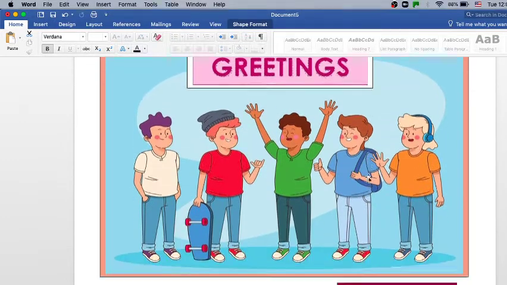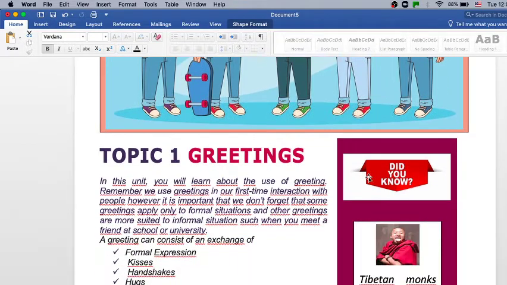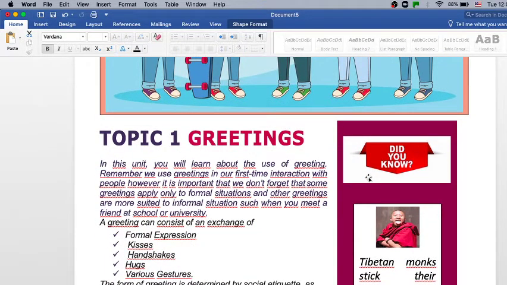Greetings is our first topic, and in this unit, you learn about the way people greet and which greetings they use to talk to another person, right? So a greeting. Here, I'm giving you some examples of greetings. Examples of greetings can be formal expressions, kisses, handshakes, hugs, or various gestures.